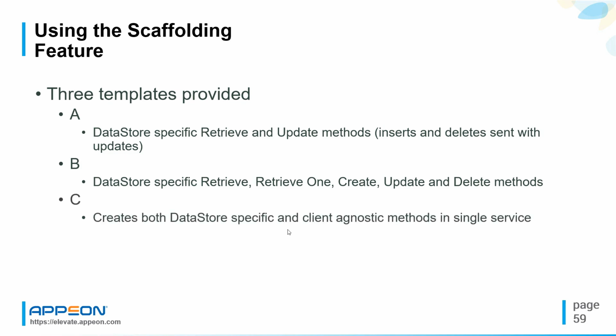And then template C, and I really didn't cover this quite yet. I was saving some of this for the SQL Model Mapper. The SQL Model Mapper creates what I will call a client agnostic method. That means that it returns plain JSON and doesn't have state information, and so it will have the create, update, and delete methods separate. And that means that you can call it from any client. It doesn't have to be PowerBuilder. Anything that handles a REST service can call these methods.